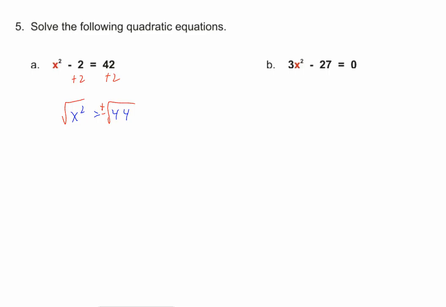Okay, the left side is x. Do I just leave it square root of 44, or do I apply what I've already learned about roots? I apply what I've already learned about roots. So go ahead and simplify it. Simplify the square root of 44. Still going to have the plus minus out in front.